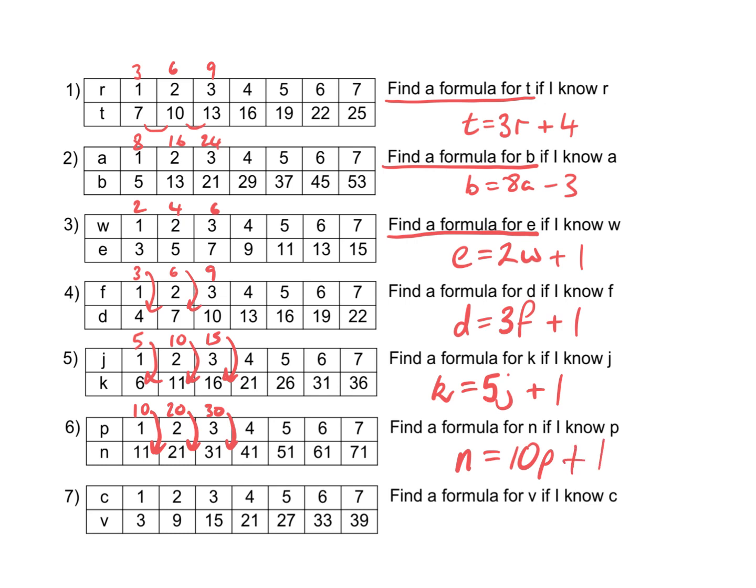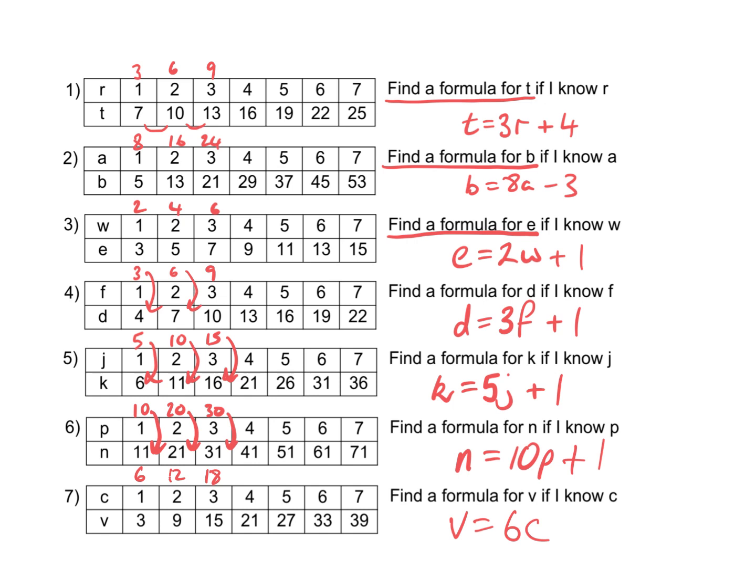Lastly, find a formula for V. So it's going to start off with V equals. This one is going up in jumps of 6 each time, so it's connected to my 6 times table. So 6 times the other letter, which is C, 6C. And again, what we're going to do is we're going to put 6 times C along the top, so 6 times each of these C values. So 6 times 1 is 6, 6 2s are 12, 6 3s are 18.